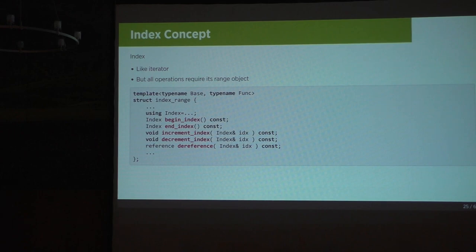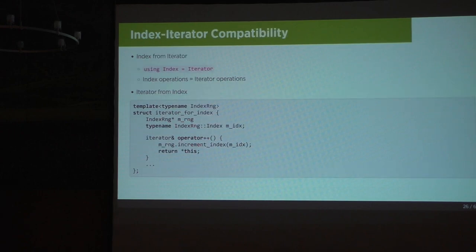Now, first of all, you may think, well, if this guy's now introducing indices, this is incompatible with anything we've done so far in the past, and this is never going to fly. Well, luckily, any index you can trivially turn into an iterator by just packaging the index plus a pointer to the underlying range. So compatibility is fine. That's not a problem.